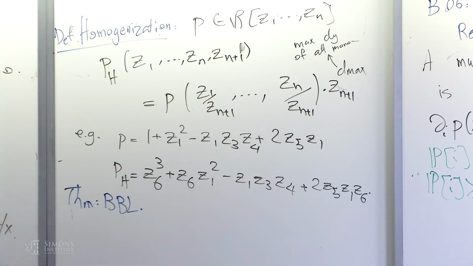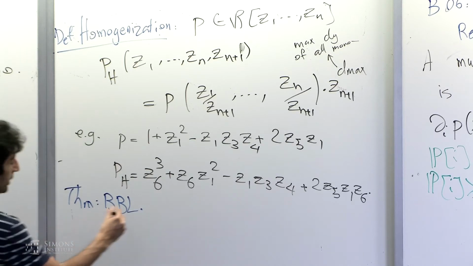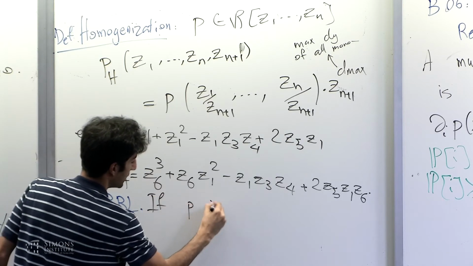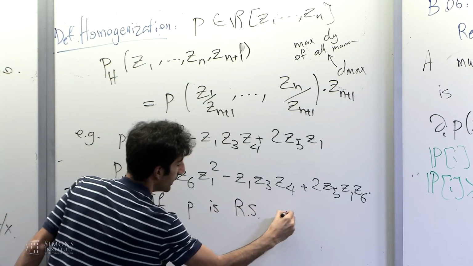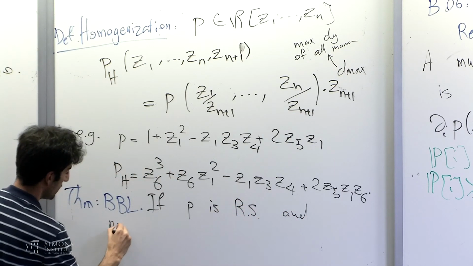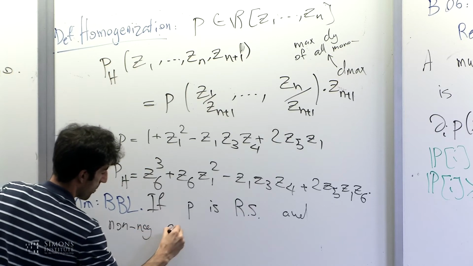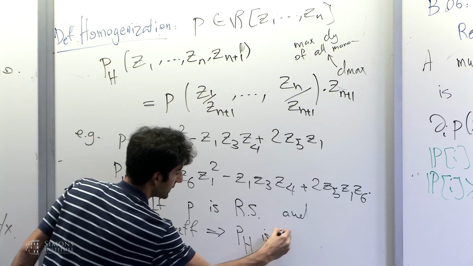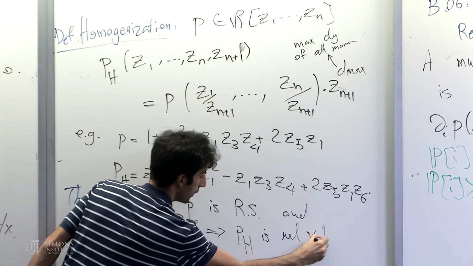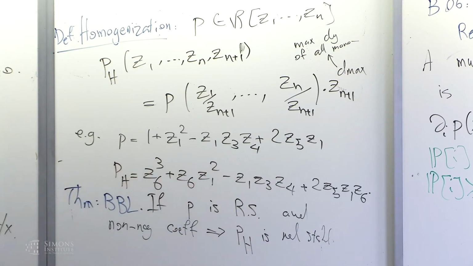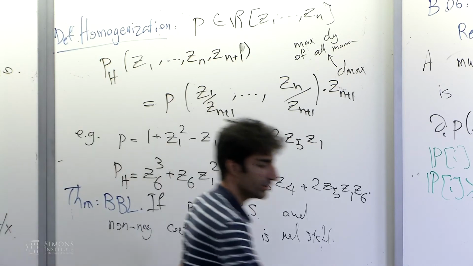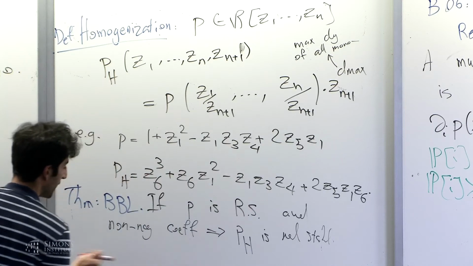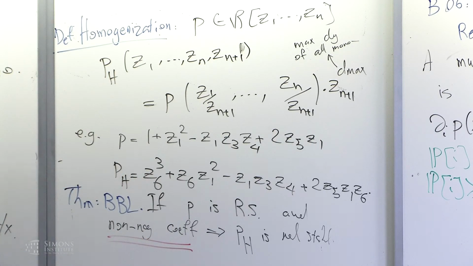So they say that if P is real stable with non-negative coefficients, then P of H is real stable. Okay. So you need an extra condition. You need the polynomial to have non-negative coefficients. And this is a necessary condition. If you don't have that, this is not necessarily true.